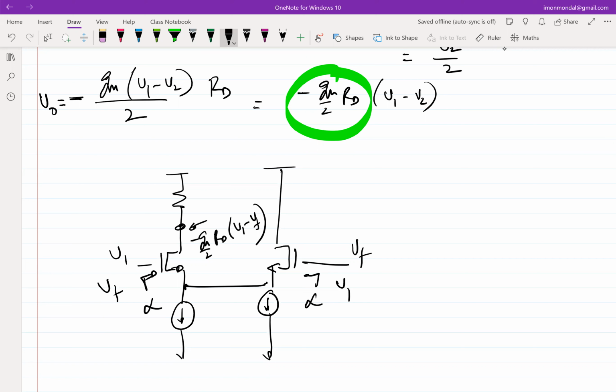Okay, fine. So this is something that we call a differential amplifier. We will spend the next couple of classes on this. Extremely important circuit. So many variations available. So we'll spend some time on this.